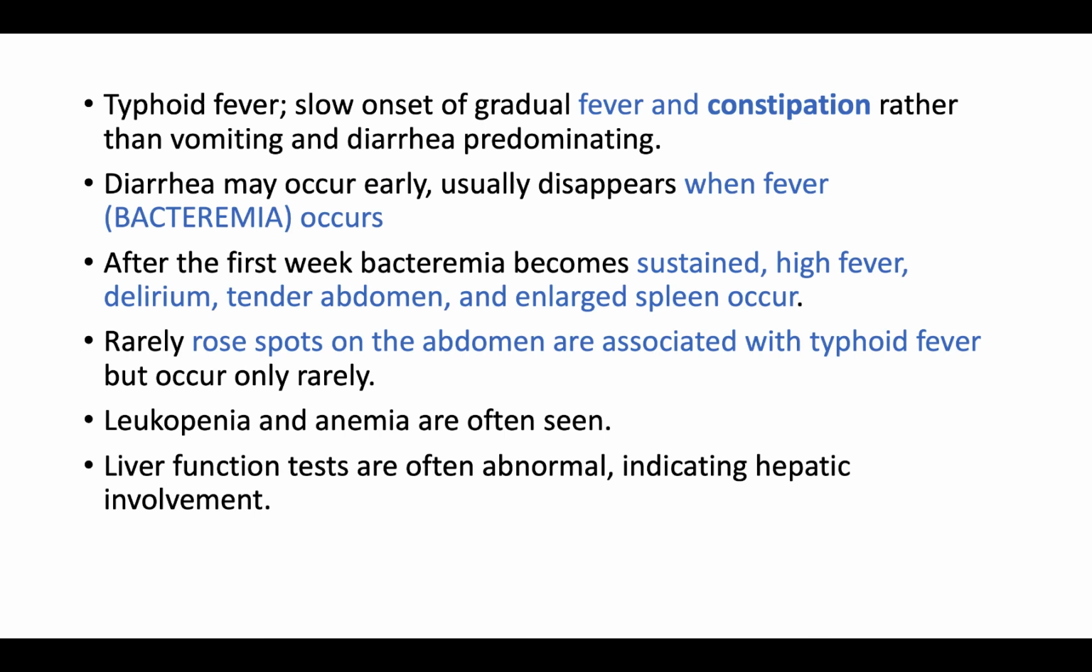Leukopenia and anemia are often seen, and that usually begins with the enlarged spleen. As the spleen is affected, that's the main or the first sequence before you get into leukopenia and anemia. Liver function tests are also abnormal, indicating that the liver might also be involved.